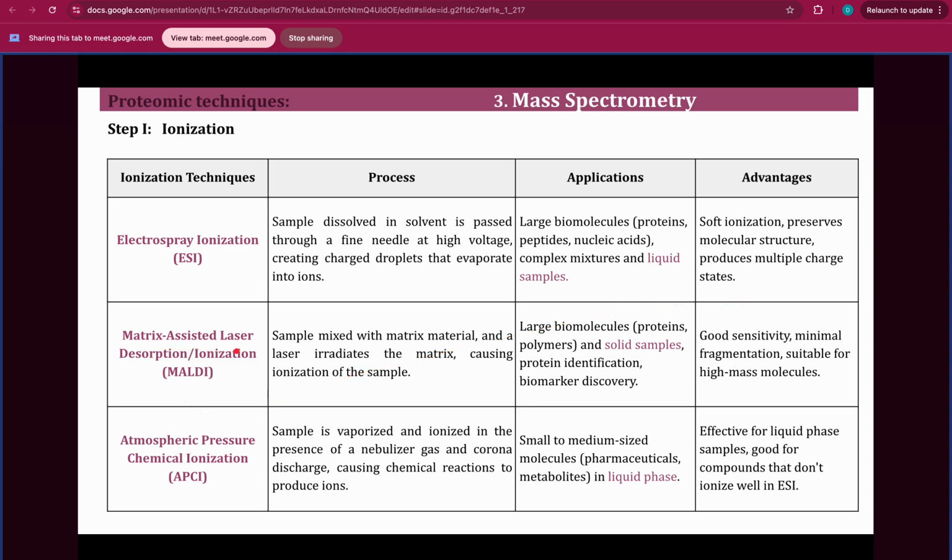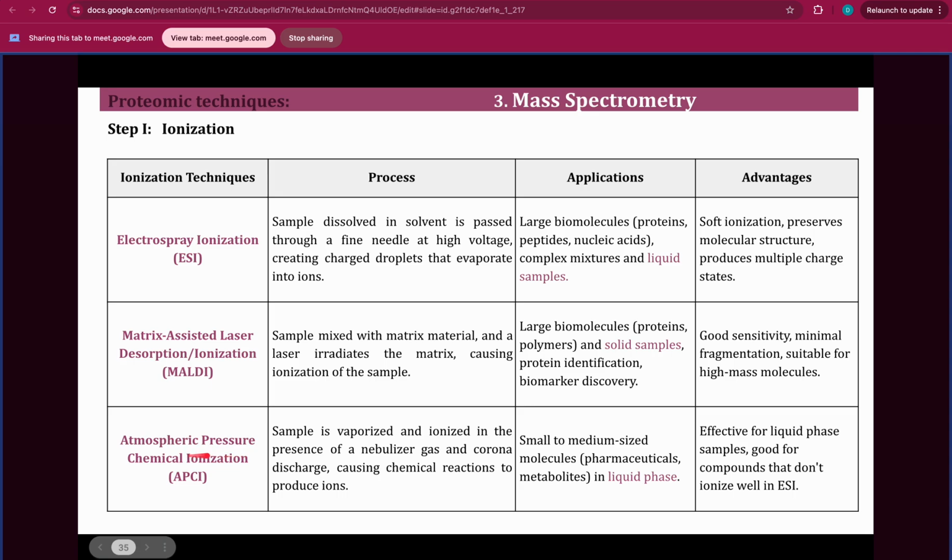Whereas you use matrix assisted laser desorption ionization. As the name suggests, matrix assisted means there is some matrix, some surface to which your sample is attached. Then laser desorption ionization means you are using laser light. If a laser irradiates the matrix, which causes the ionization of the sample, then it is known as MALDI. And why do you use MALDI? You use it for solid samples. In this case you have the solid matrix to which your sample is attached, and it has better sensitivity. So it depends on what you are analyzing, and depending on that you select any one of these techniques.